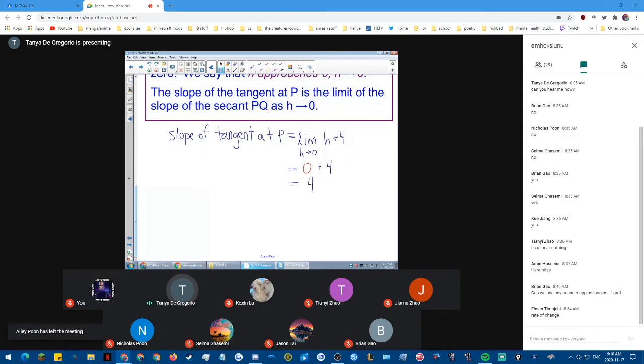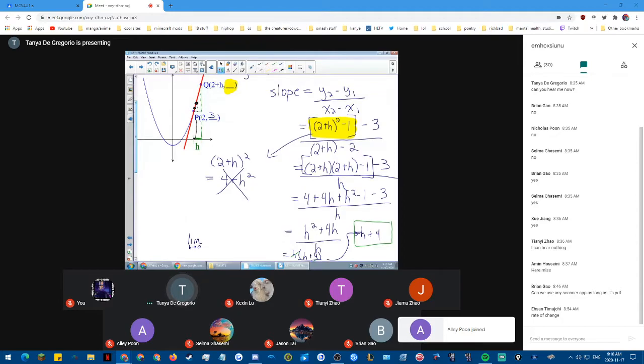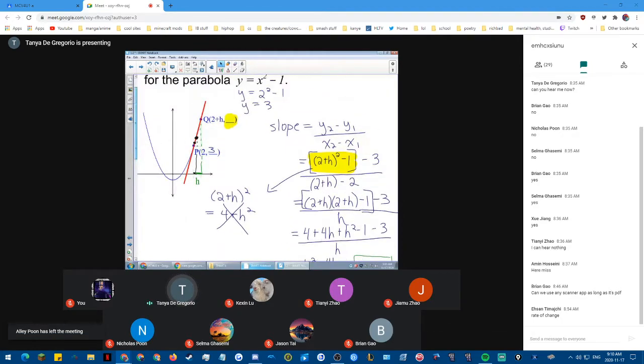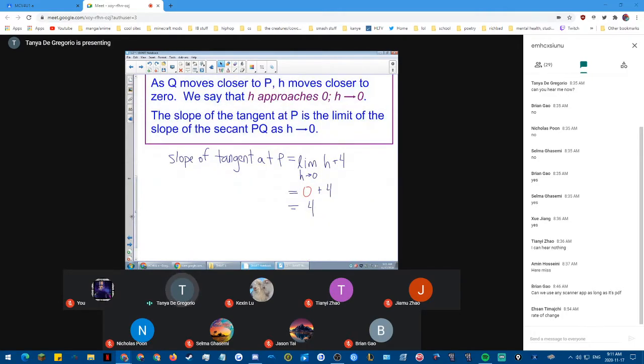So what's the slope of our tangent? 4. So the slope of not that red line, that's the secant, but the slope of the tangent that would go through this. This is very hard to draw, but I'm going to try. There you go. So the slope of your tangent, which means it only crosses through that one point. So the slope of that tangent is 4. Okay? Are there any questions?